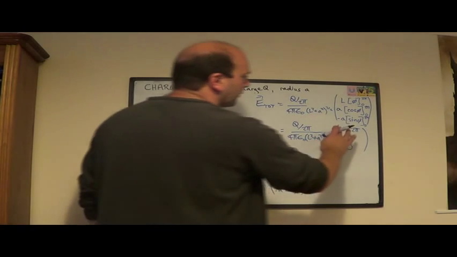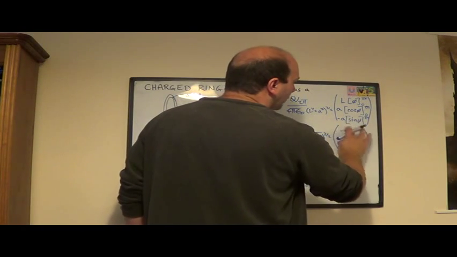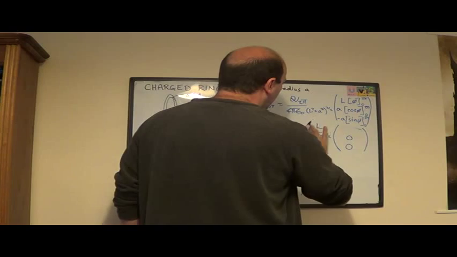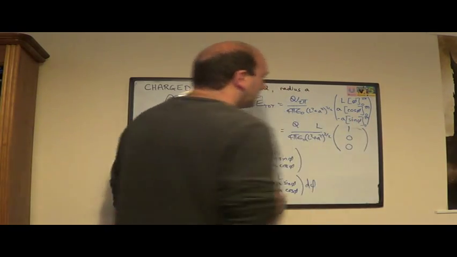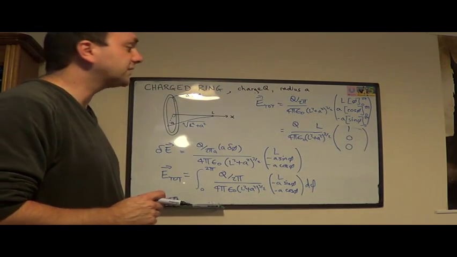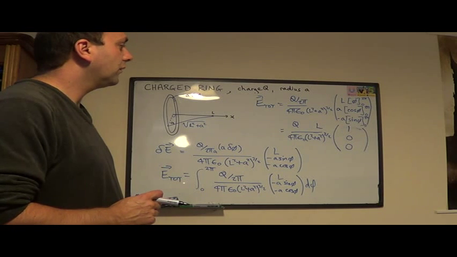And of course if I want I can bring this factor of L 2 pi out here, cancelling that 2 pi, and just leave myself with the unit vector for the vector piece.